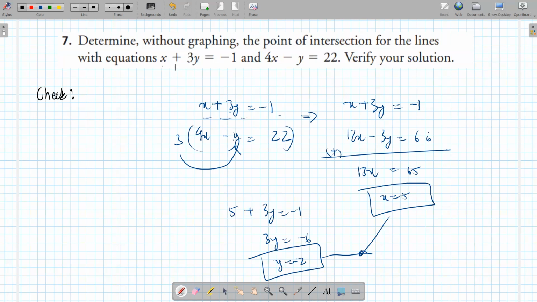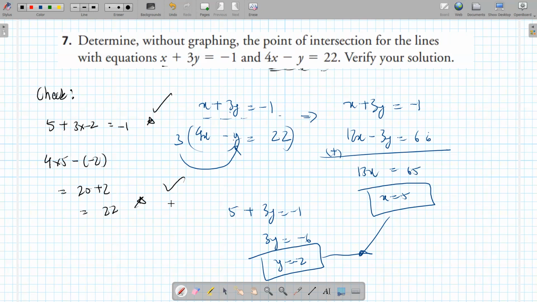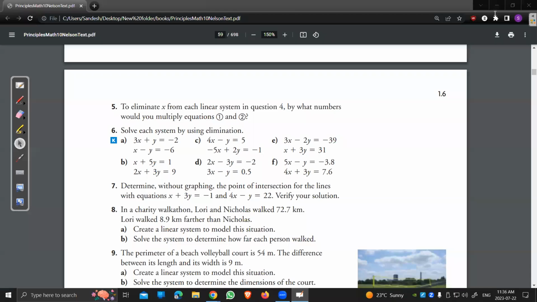We're going to plug x and y in here, see if that adds up to negative 1. So x is 5 plus 3 times negative 2. That's 5 minus 6, that is negative 1. So it checks out. We're going to do the same thing here. 4 times 5 is our x, minus y is minus negative 2. So this becomes 20 plus 2. That is indeed 22. So the second equation also checks out. When they ask you to verify it, just plug the answer back into the equations and see if it makes sense. That's how to do the verification.